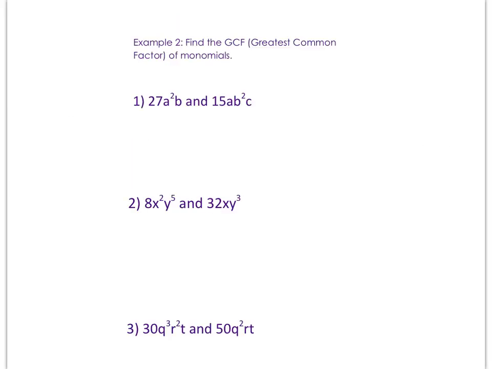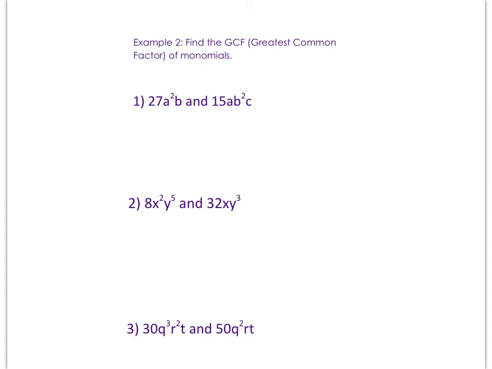So now let's take what we just did on the last slide with finding the completely factored form, and let's find the GCF of 2 pairs of monomials. So what we'll need to do is when we look at the 2 pairs of monomials, we'll see, okay, what's the completely factored form of each, compare what they have in common, and pick out a GCF. So let's take a look here at number 1. 27a squared b and 15ab squared c.